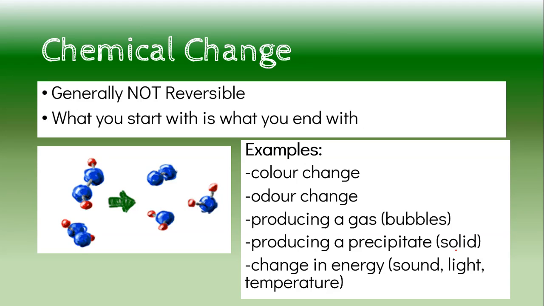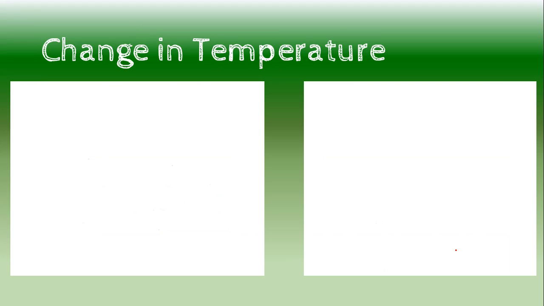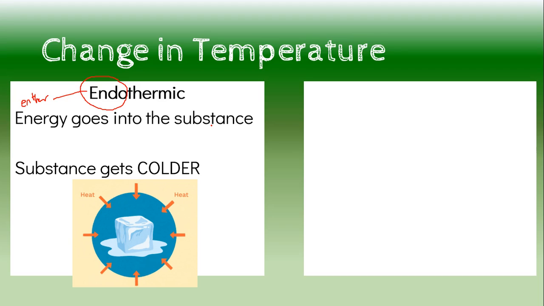And the last one here is temperature. We're going to look a little bit closer at temperature changes because there are two fabulous categories. The first one is endothermic. Just like we broke down the words homo and hetero, endo means enter or in. This means that heat is actually going into the substance. This is happening and it gets colder. Because the substance is colder, it's drawing in heat from the outside, just like this picture is showing. So heat is entering the substance itself.